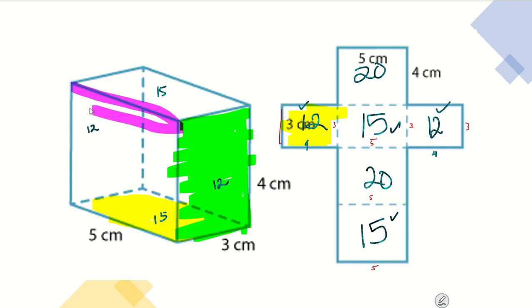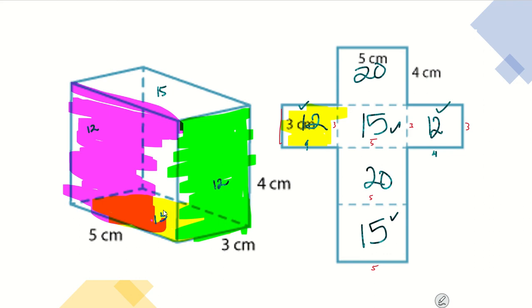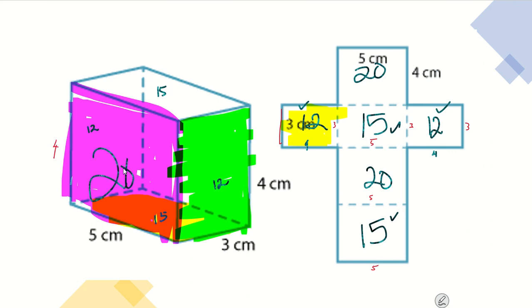The front right here, that would be 5 times the height, which is 4, and so the front of the box is 20. And so you know that the matching side, the back, would also be 20. So there, we've got the pieces.